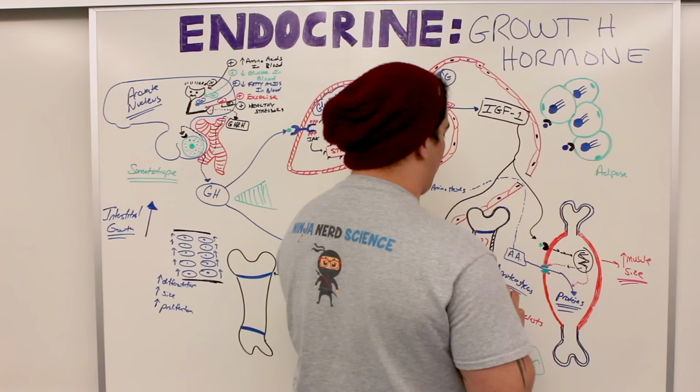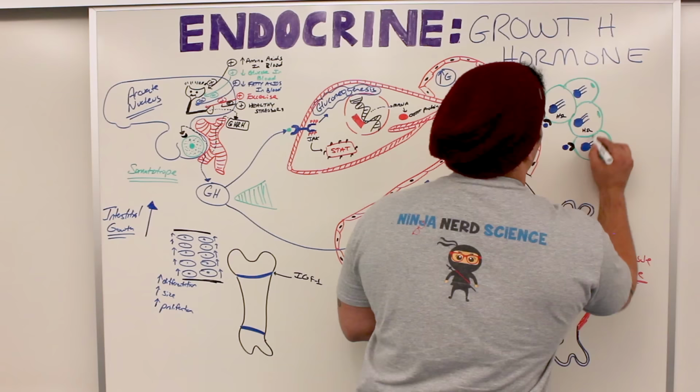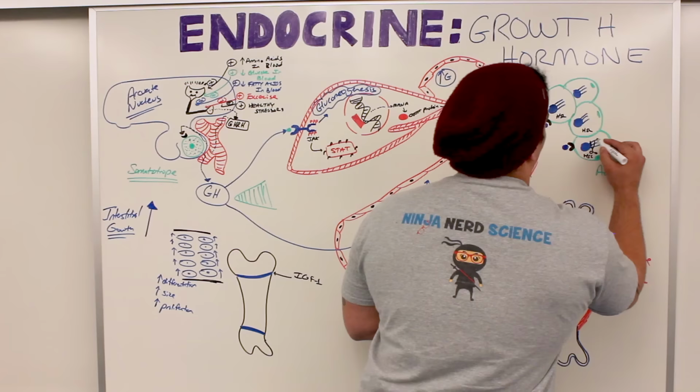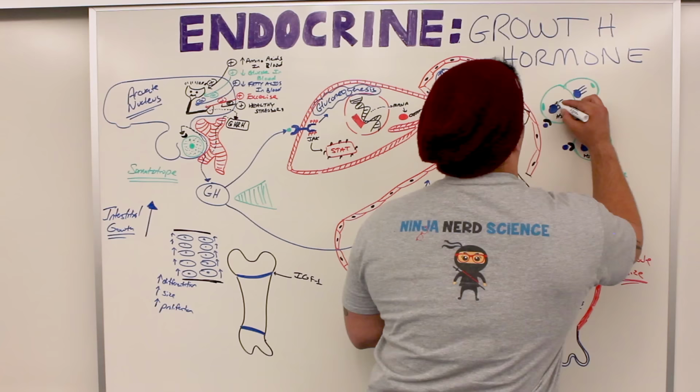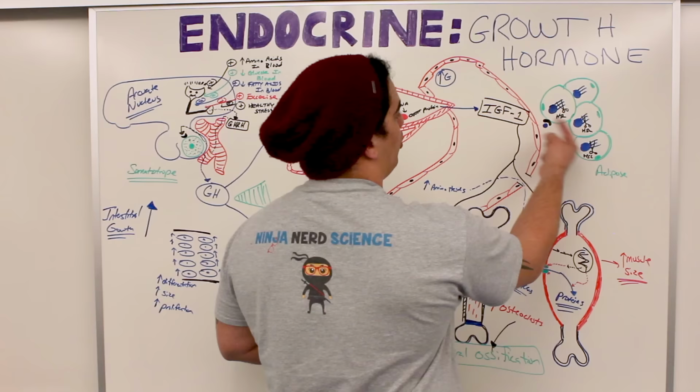Activating an enzyme called hormone-sensitive lipase. What's that hormone-sensitive lipase going to do? The hormone-sensitive lipase is going to act as that cutter that we talked about, right? It's going to start breaking down what? These triglycerides. When it starts breaking down these triglycerides, it's going to break them down into two components. What are those two components? One of the components is going to be glycerol.